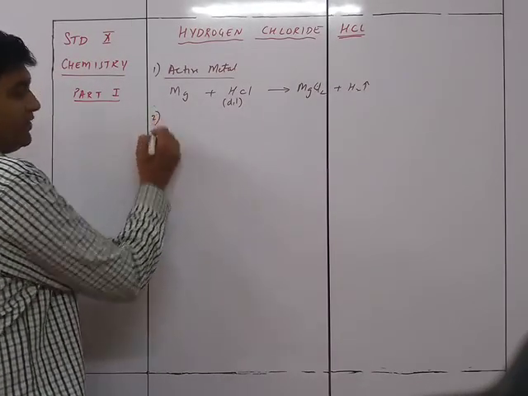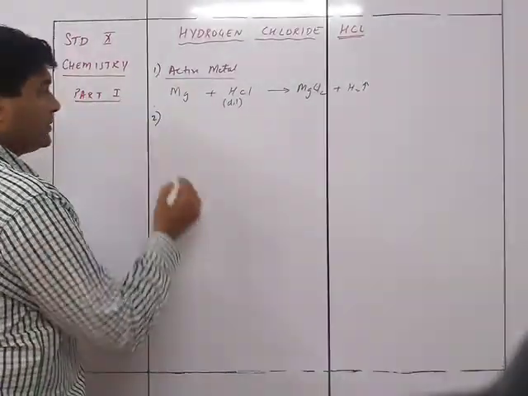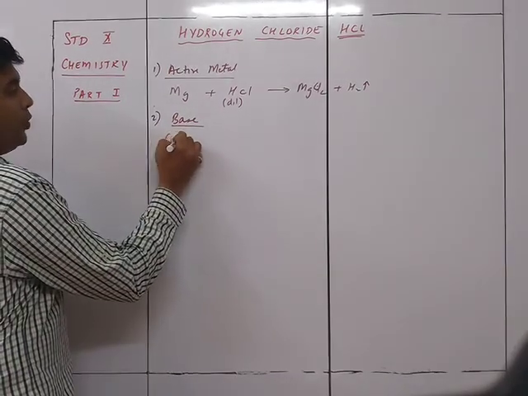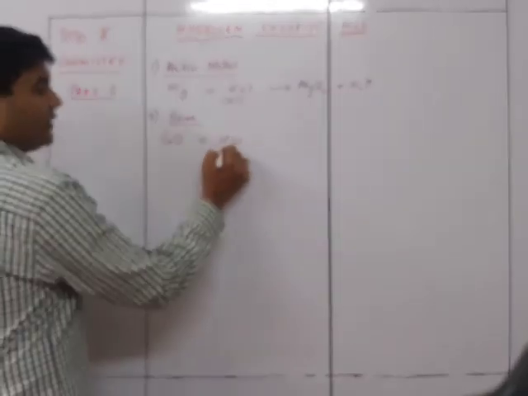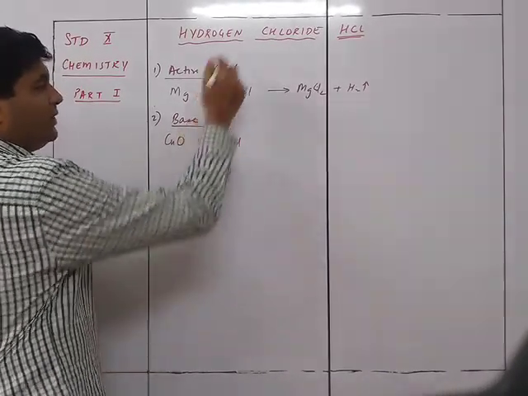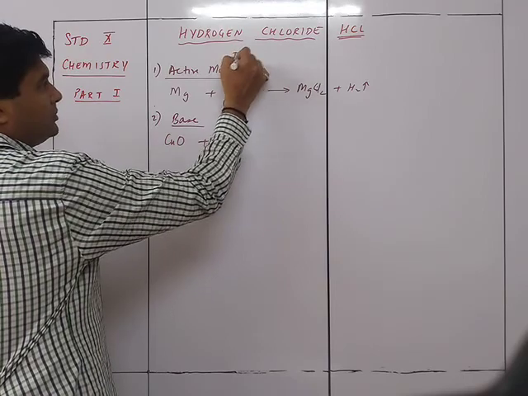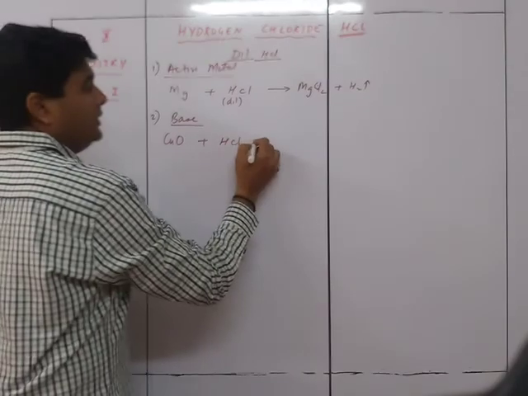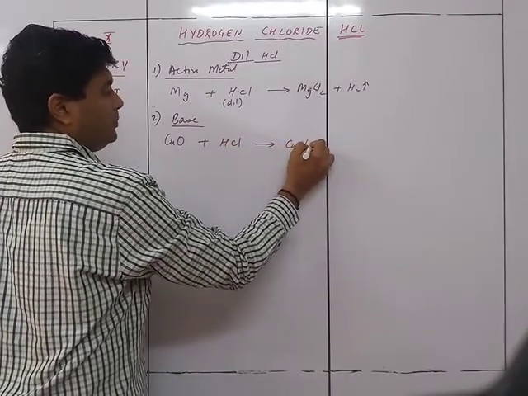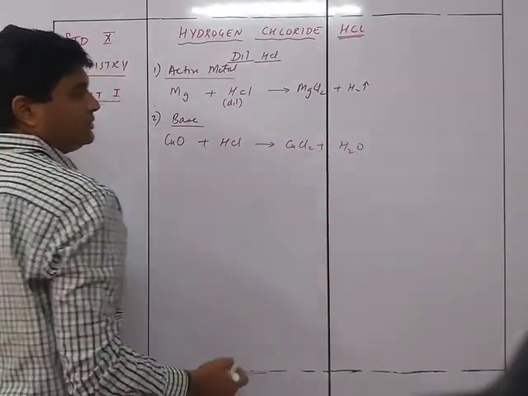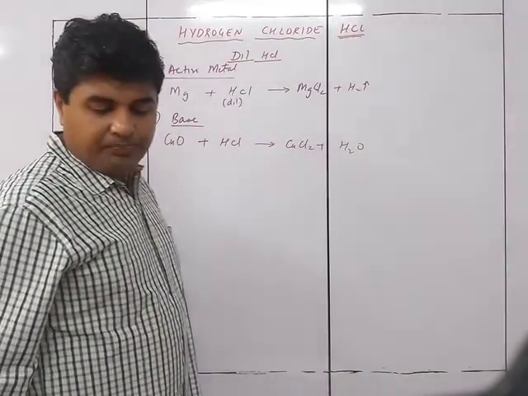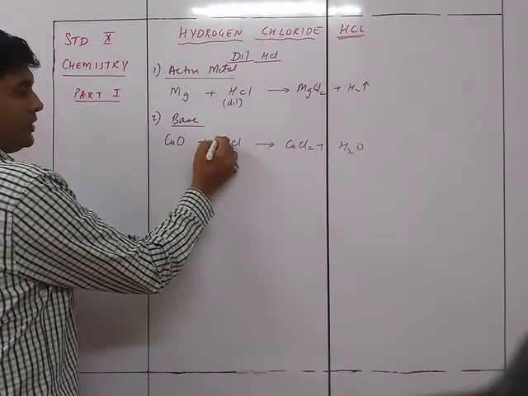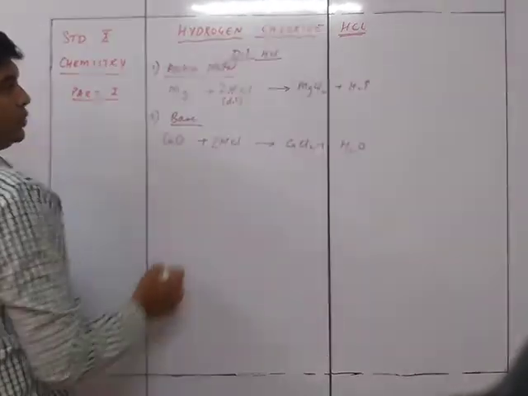The second reaction is neutralization. When an acid reacts with a base, we have CuO plus HCl, dilute again. All of these are dilute acids, so I need not write it again and again. It will give you CuCl2 plus H2O. So that is salt plus water. Base plus acid gives you salt plus water.